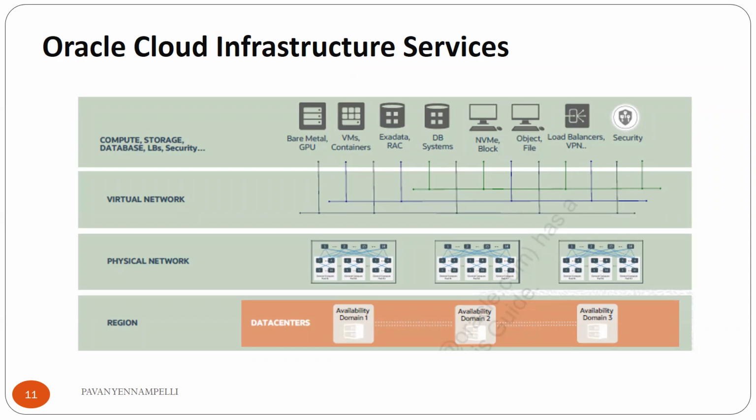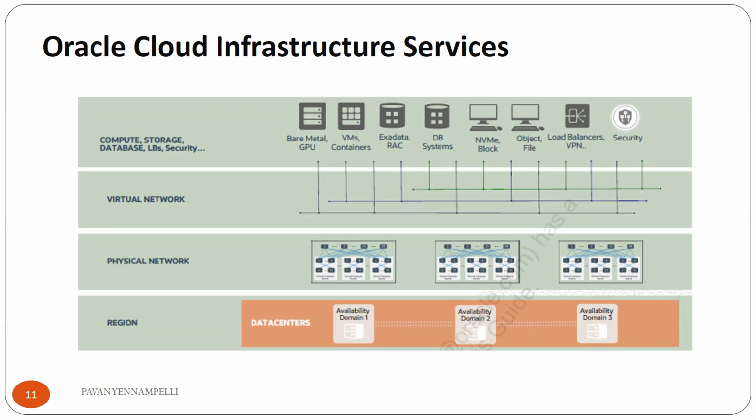In this lecture, we will learn about the architecture of Oracle Cloud Infrastructure Services and how the layers in Oracle Cloud Infrastructure are defined or designed. This is the architecture of Oracle Cloud Infrastructure. We have four layers in the OCI architecture. From the bottom to the top, we have regions, physical networks, virtual networks, and then the last layer has compute, storage, databases, load balancers, etc. So let's go one by one.